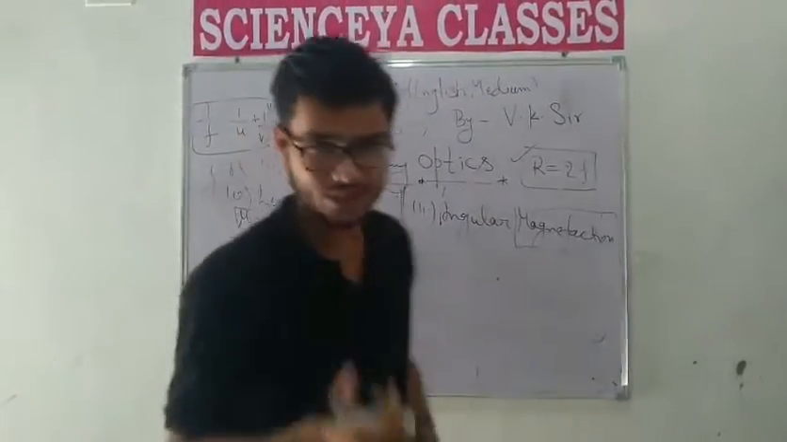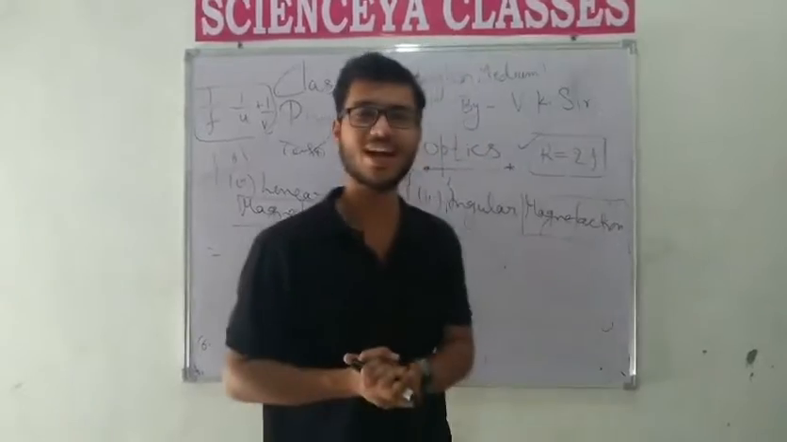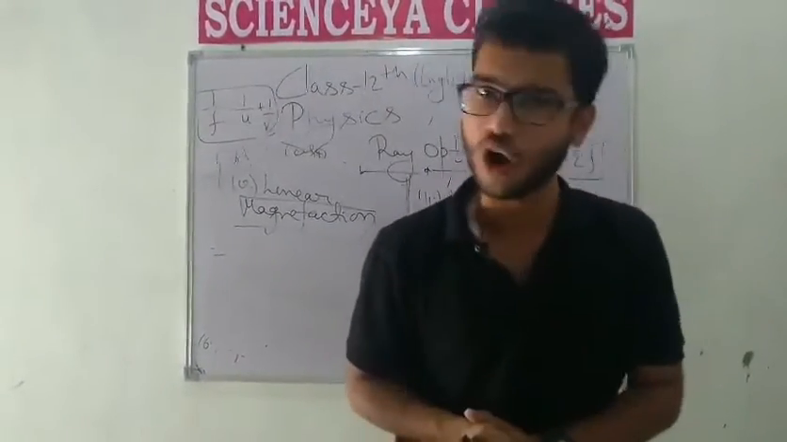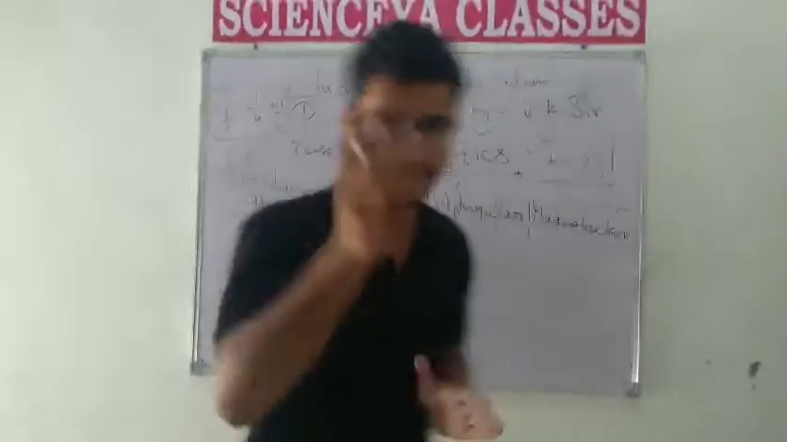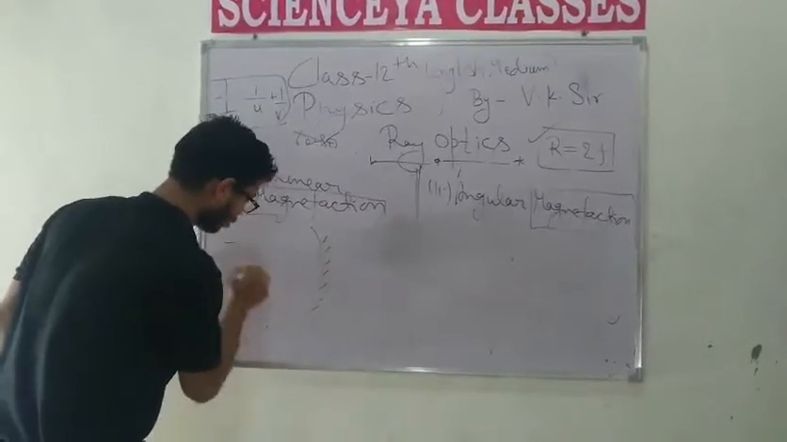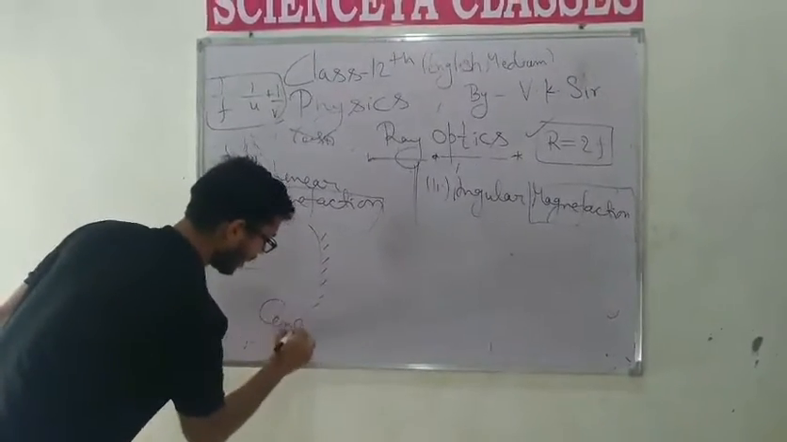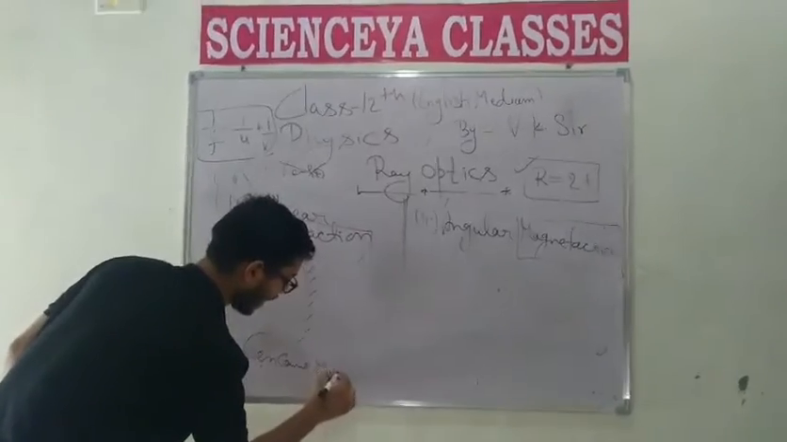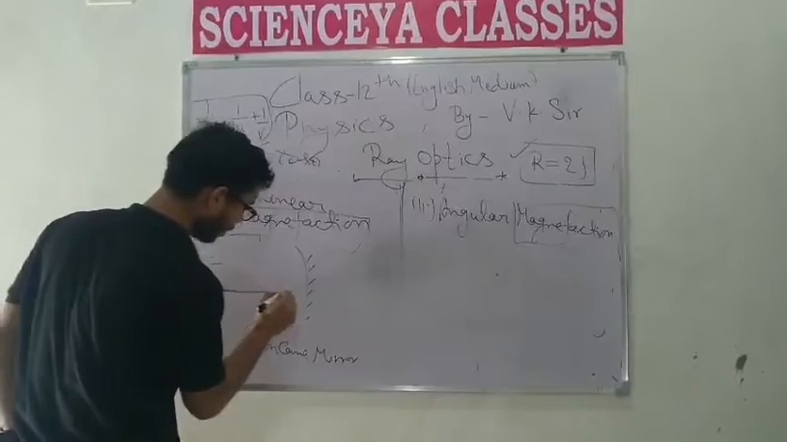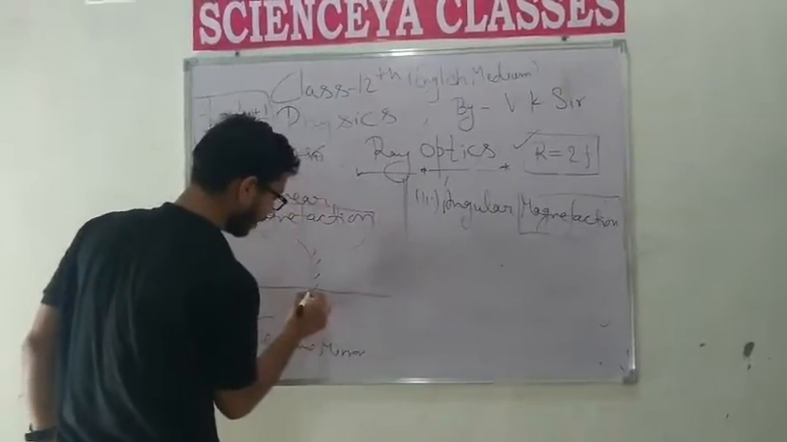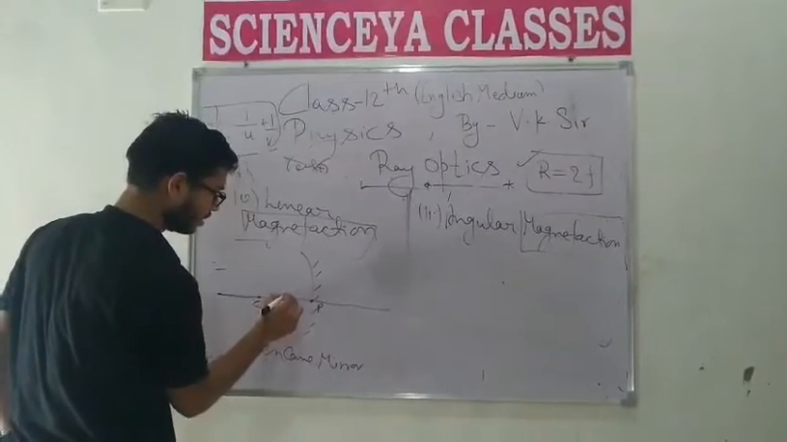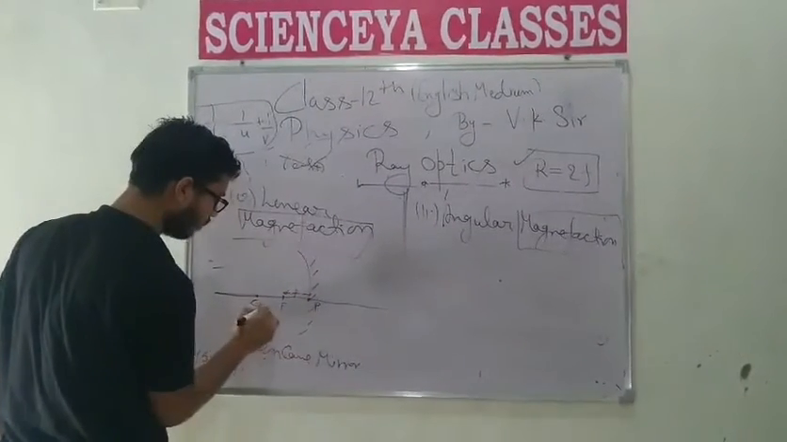And what is meant by magnification here? Students, magnification is nothing but a comparison of two sides of the image formed. Suppose again a concave mirror, and this is its principal axis passing through the pole, center of curvature and focus. This is the focal length and this is the radius of curvature.